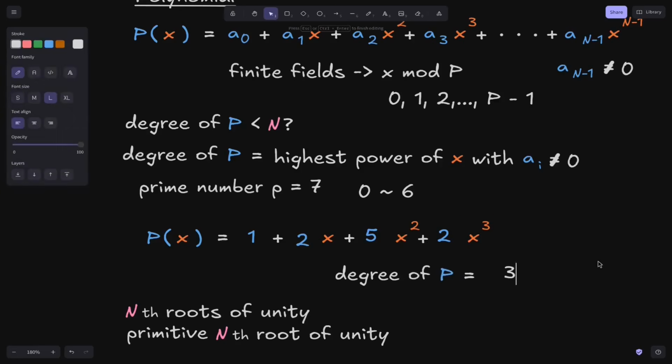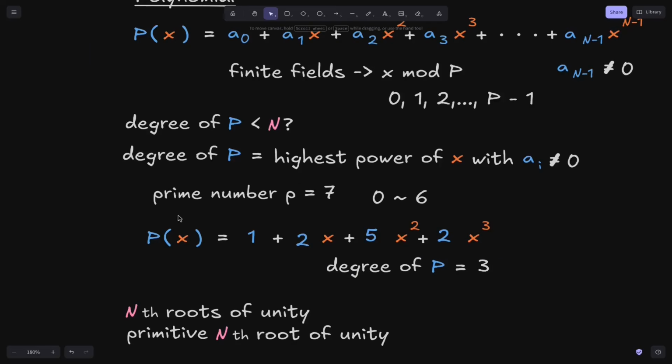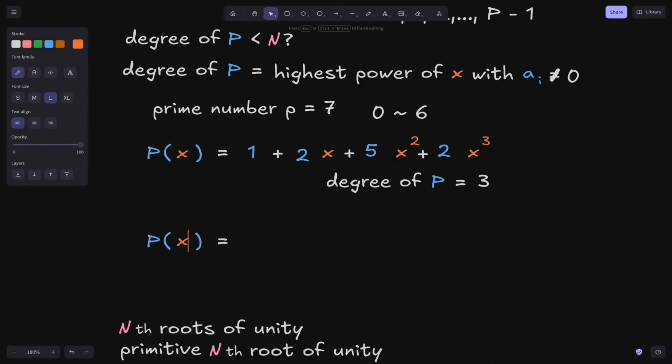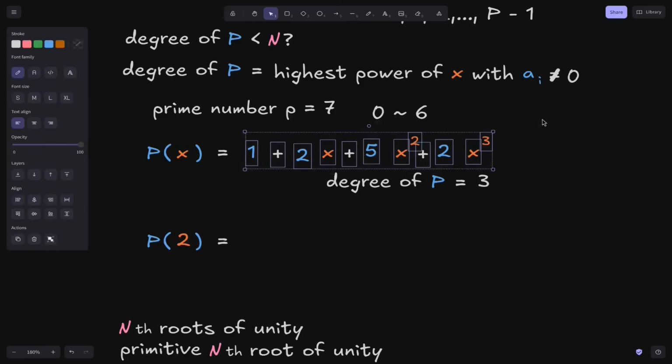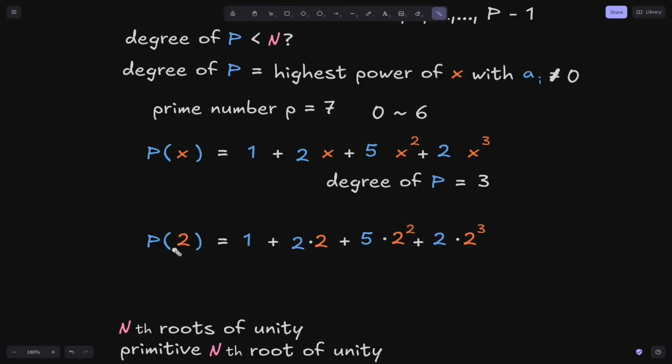So in this example, the degree of this polynomial will be equal to 3. Another question that you might have is, how do you evaluate this polynomial over the prime field? So let's say that we wanted to evaluate x equal to 2. How do we evaluate this polynomial? Well, we're going to take this expression, and then I'm going to plug in 2's over here. And what you're going to do is evaluate this mod p where p is equal to 7.